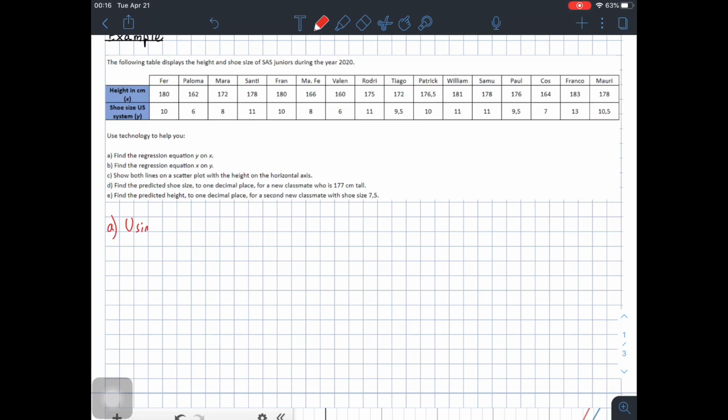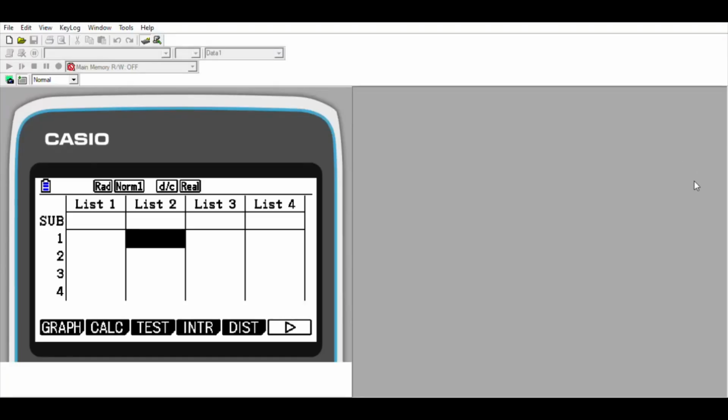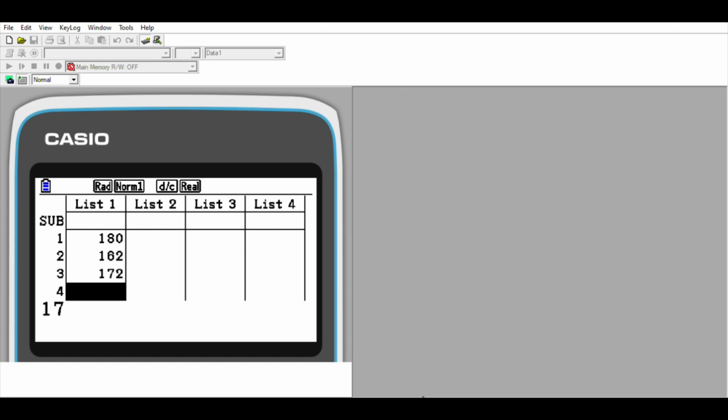So using GDC, you already know the steps, so I'm not going to write the steps again, but I'm going to show you here in the video. Okay, so this is the calculator, and what I'm going to do is I'm going to plug in in list 1, I'm going to plug in the values of x, which are 180, then we have 162, 172, 178, 180.